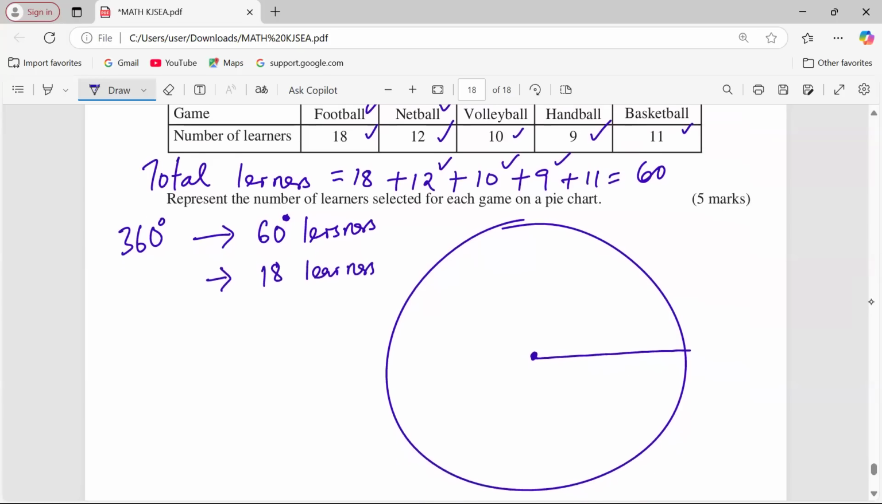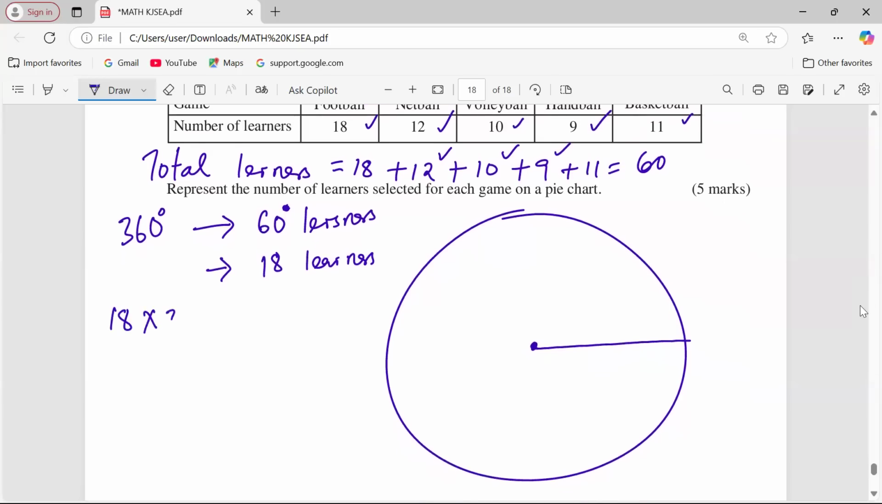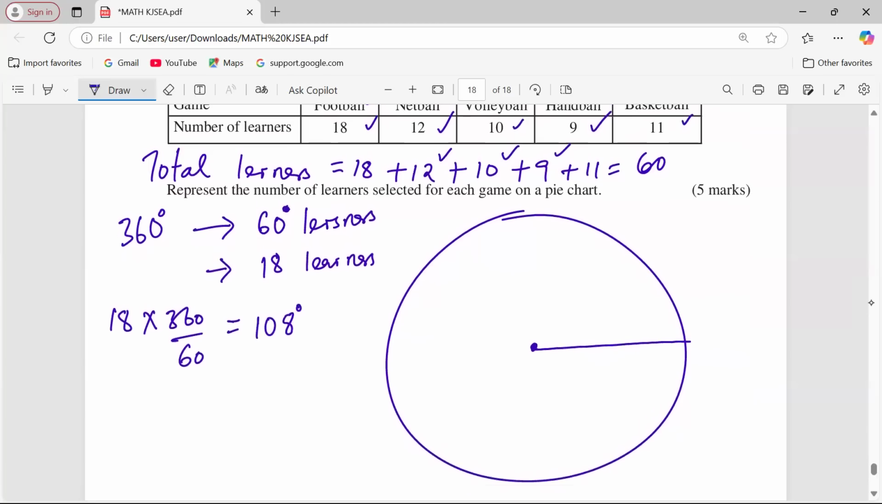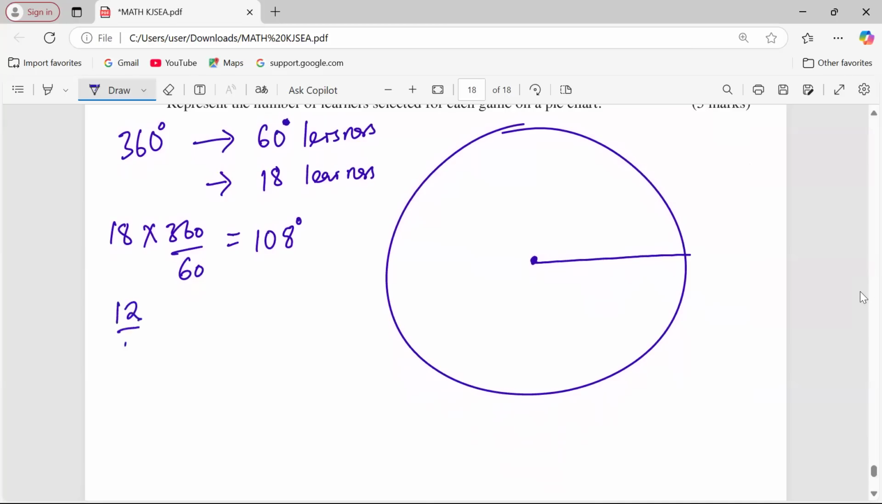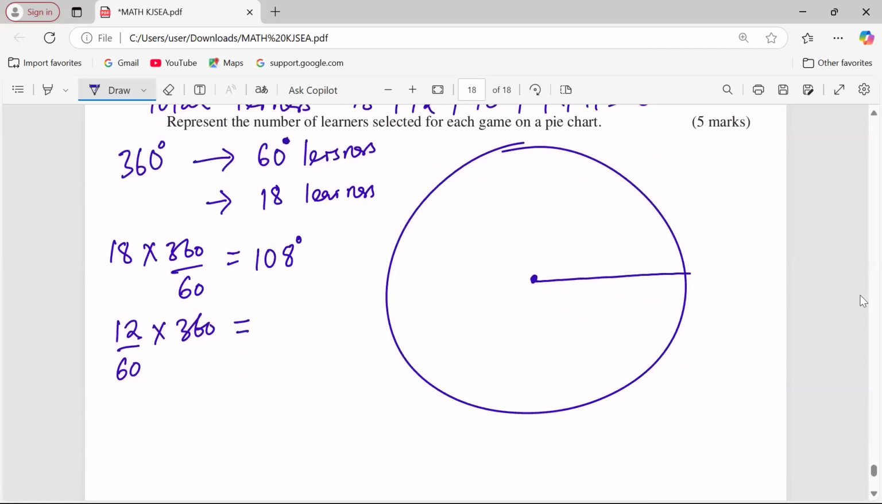The 18 learners on football will be 18 by 360 over 60, giving us 108. So 108 degrees is for football. Then the other one will be 12 out of 60 learners multiplied by 360, the fraction of the angle that goes to netball. 12 by 360 over 60 gives us 72 degrees.